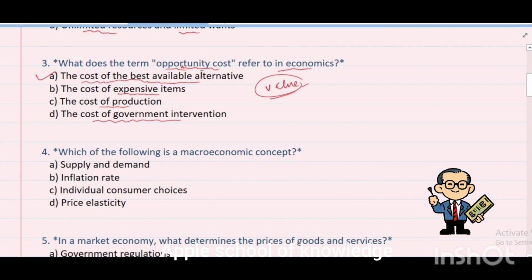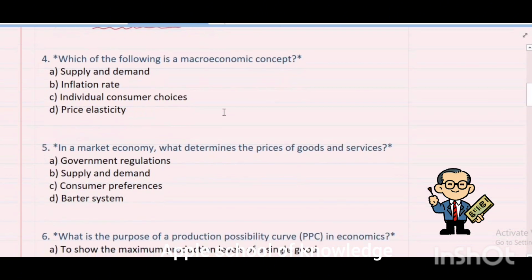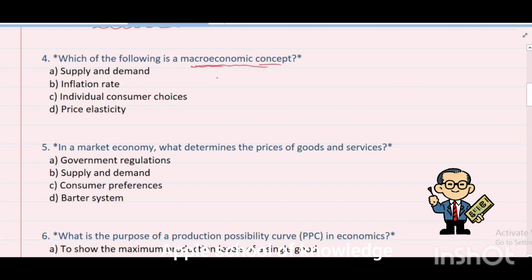Okay, let's move on. We have question number 3, and it is just the same as the types of economics, that is macroeconomics and microeconomics. So which of the following is the macroeconomic concept? Which of the following is the macroeconomic concept? So we have supply and demand, inflation rate, individual consumer choices, and price elasticity. So which one is the correct one?